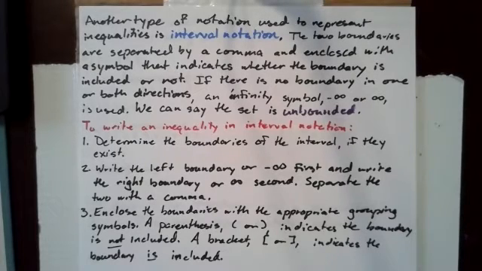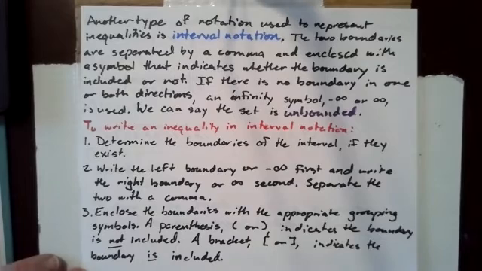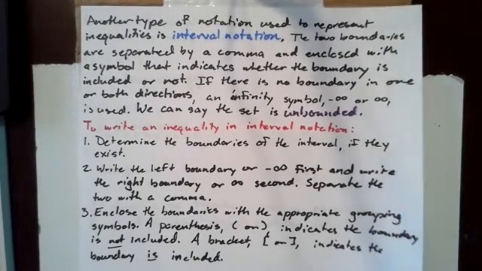To write an inequality in interval notation, first determine the boundaries of the interval if they exist. Then write the left boundary or negative infinity first, and write the right boundary or infinity second. Separate the two with a comma. Then enclose the boundaries with the appropriate grouping symbols. A parenthesis indicates the boundary is not included. A bracket indicates the boundary is included.